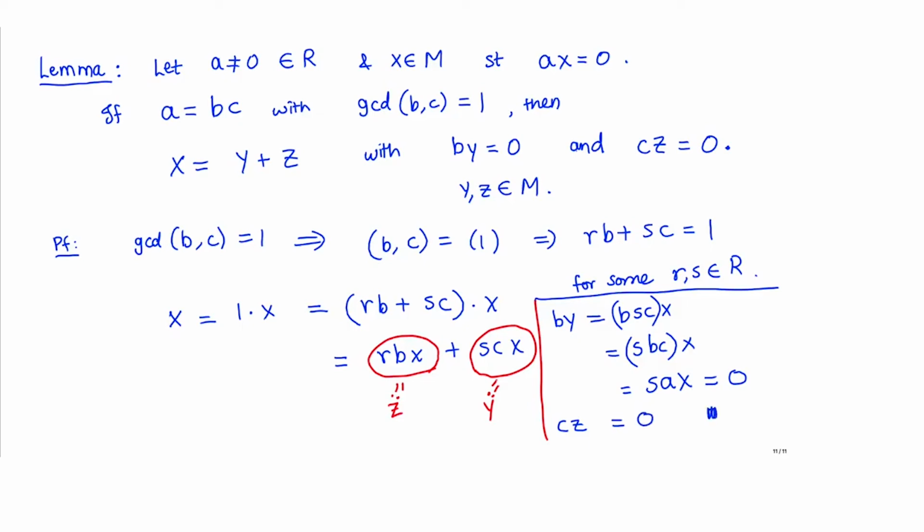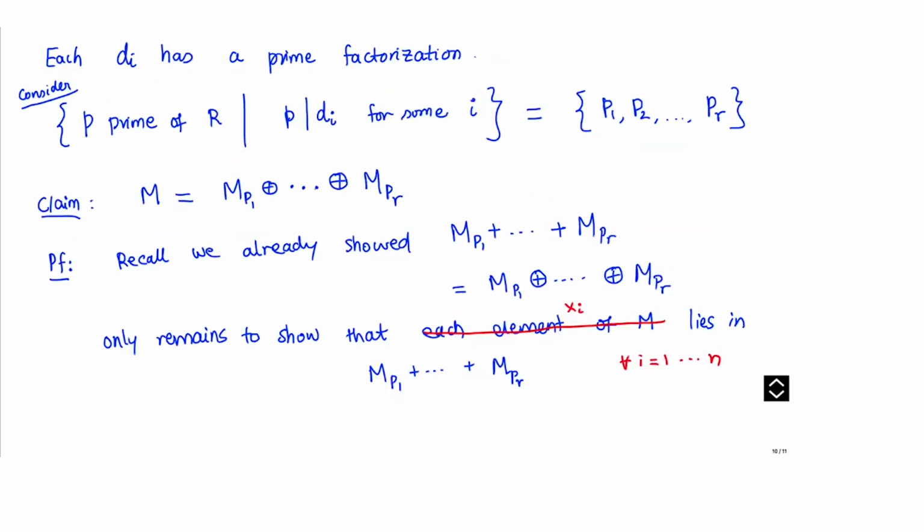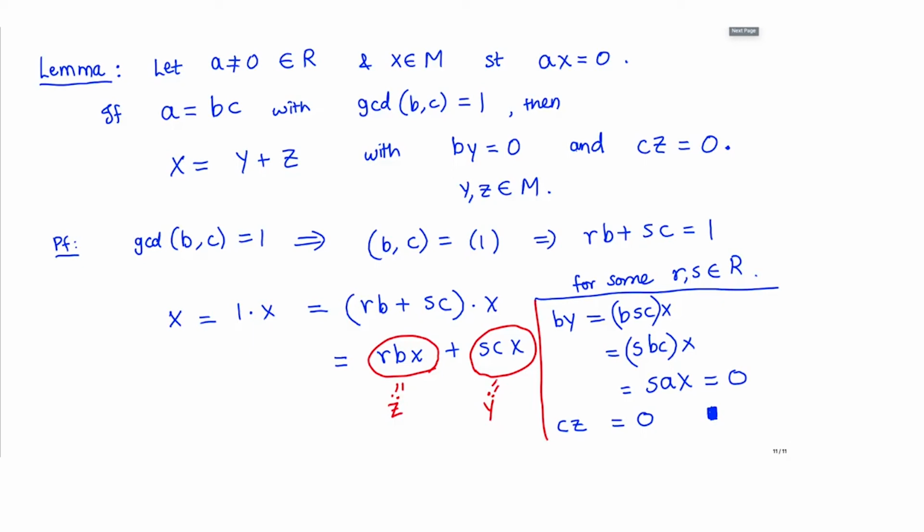So what this means is that if you have A as a product BC, then x can similarly be split as Y plus Z. Now why is this interesting or important for us? Because we are trying to show the following, that each element xi lies in this sum, right? What that means is I need to be able to split xi into several smaller pieces. I need to be able to write xi as a sum of an element from M_P1 plus another element from M_P2 and so on till an element from M_PR. Now this splitting comes because of this lemma. Why? Because the element xi is killed by some element Di, right?